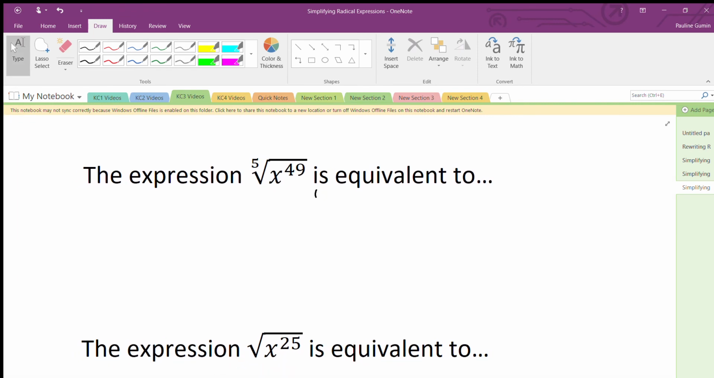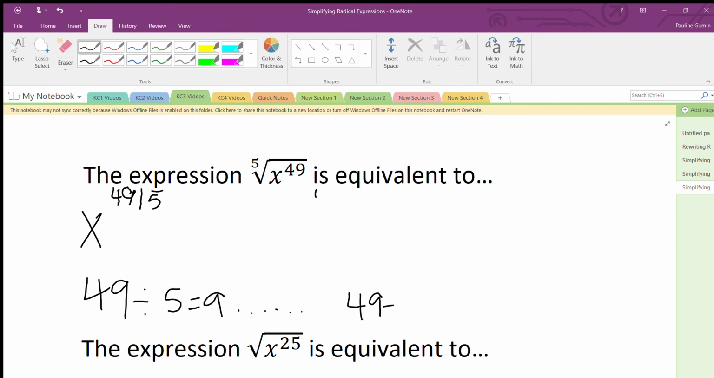Okay, so we have the 5th root of x to the 49th. So as a rational expression, we're going to rewrite it as x to the 49 over 5. Okay, so 49 divided by 5 gives us 9 point something. 5 times 9 is 45. So 49 minus 45 is 4. That's a remainder. So we have a perfect x to the 9th and a 5th root with a remainder of 4 x's.